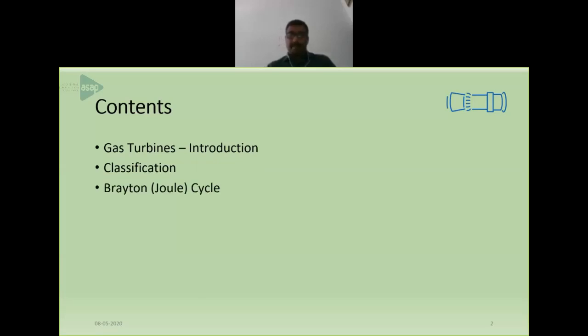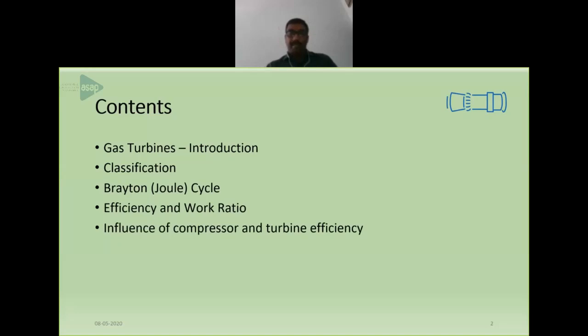Today, we are going to discuss the following things. The first part is an introduction to gas turbines. Second, there will be classification of gas turbines. Then there will be the Brayton or Joule cycle, which is a theoretical cycle that we have to discuss. Then we will discuss the efficiency and work ratio of the gas turbines. Then we will discuss the influence of compressor and turbine efficiency on the overall cycle efficiency.